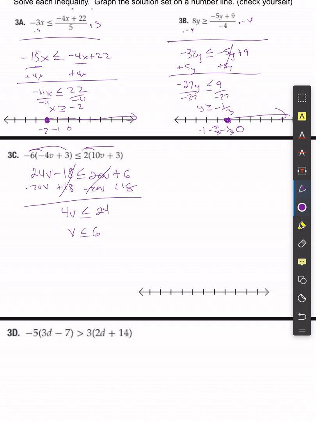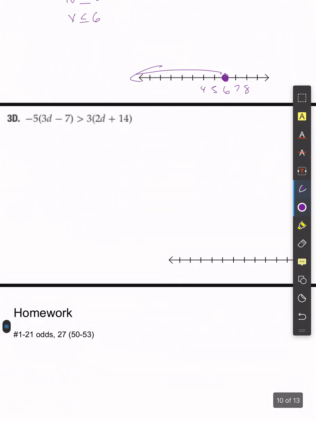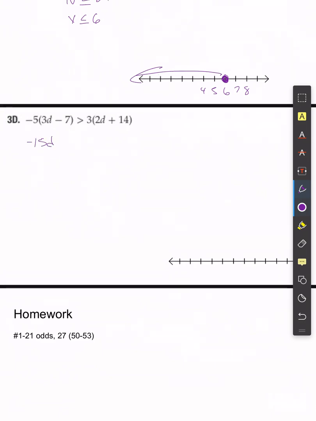Okay, so let's call this 6 on the number line, 5, 4, 7, 8. So this is saying the x values are less than or equal to 6. We're going to fill that circle in at 6, and we're going to go that way. Final example. Same thing here where we distribute out. So we have negative 15d plus 35 is greater than 6d plus, what is that, 42?